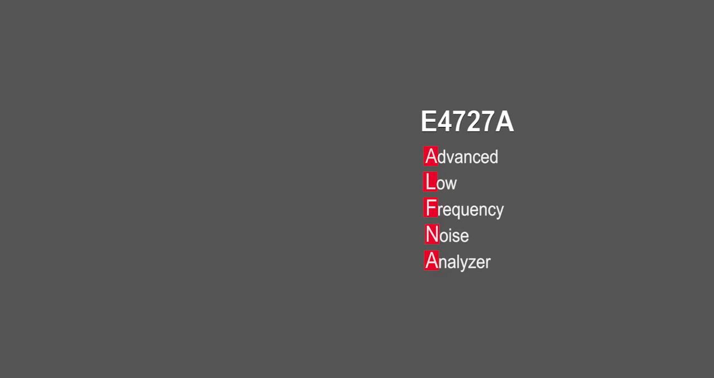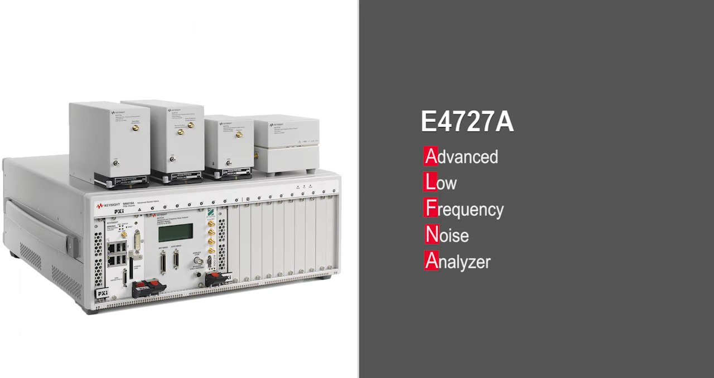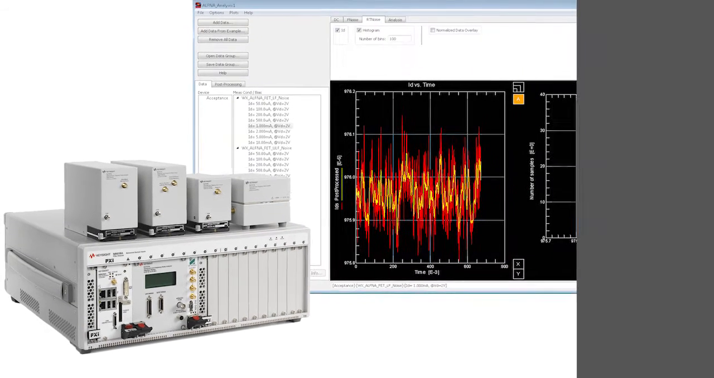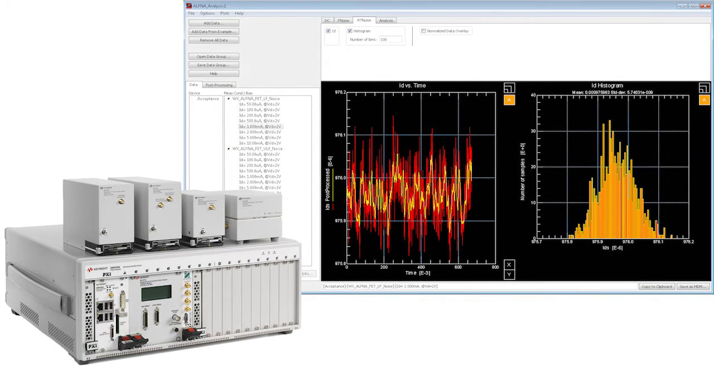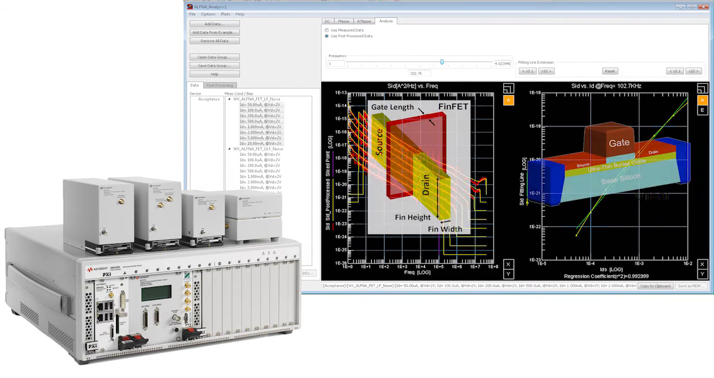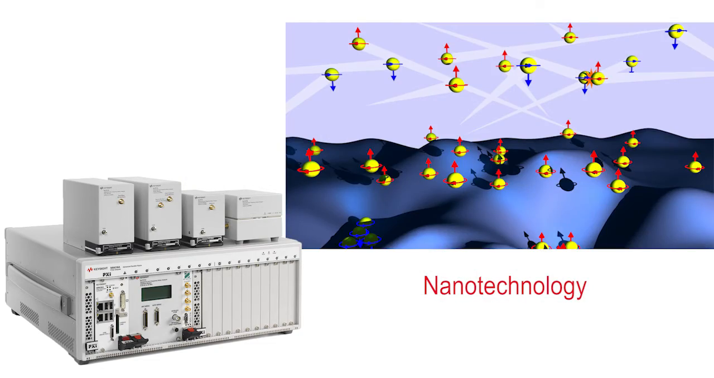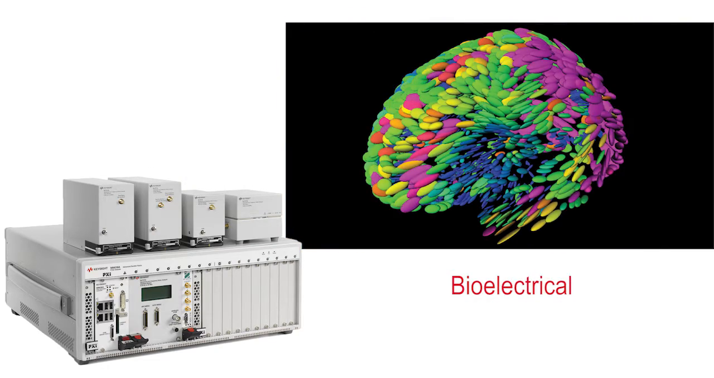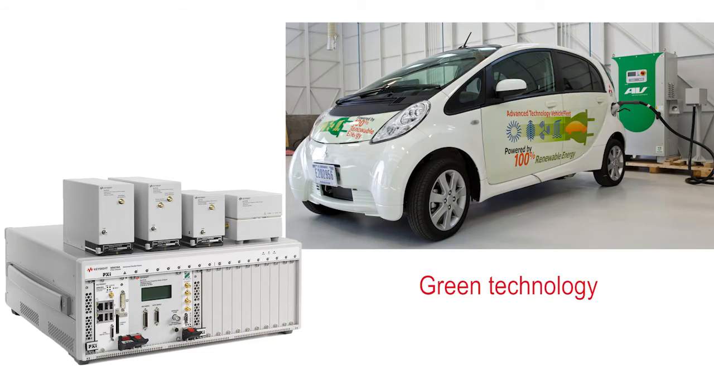In this video, we show the Keysight E4727A Advanced Low Frequency Noise Analyzer, the latest hardware and software system from Keysight to measure and analyze random telegraph noise and 1/F noise of the advanced analog, RF, and SoC devices critical for use in nanotechnology, bioelectrical, and green technology applications.